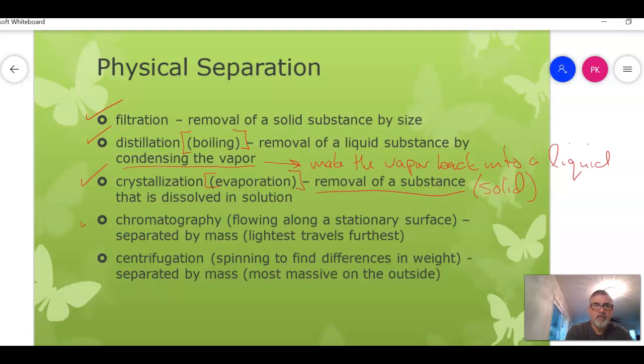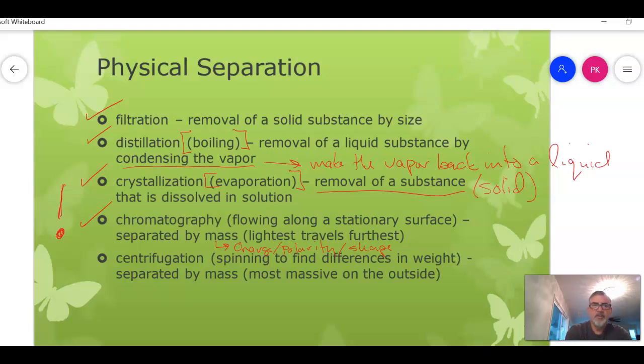Chromatography. We use chromatography in biotechnology quite a bit. It's flowing along a stationary surface, separated by mass, but really I could separate by mass, charge, polarity, or shape. So chromatography is used a lot in biotechnology. It's probably used the most of all these different methods.